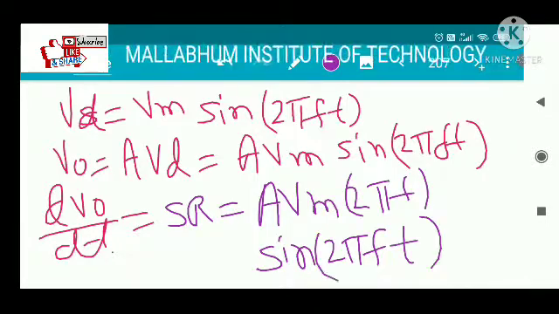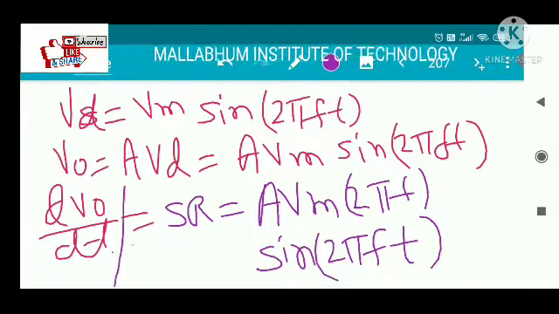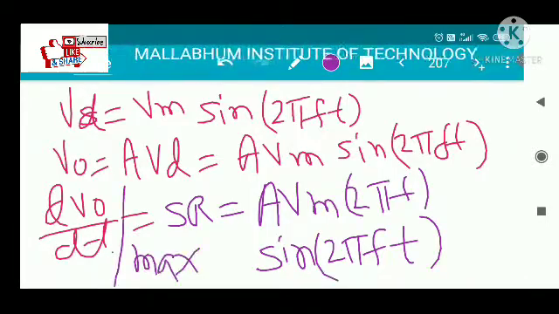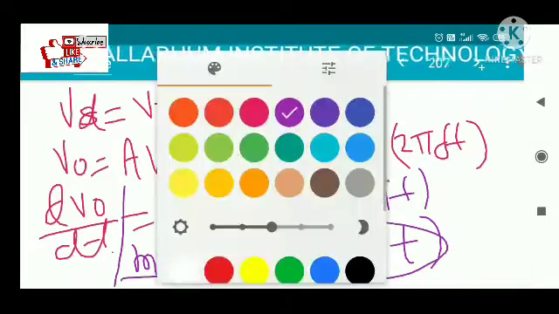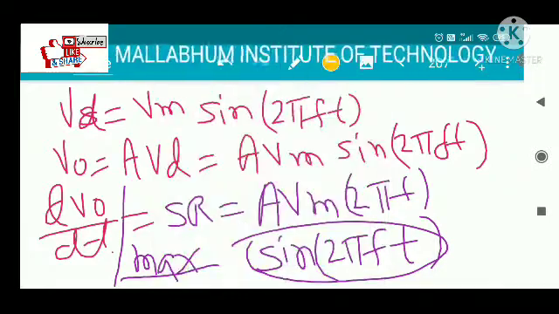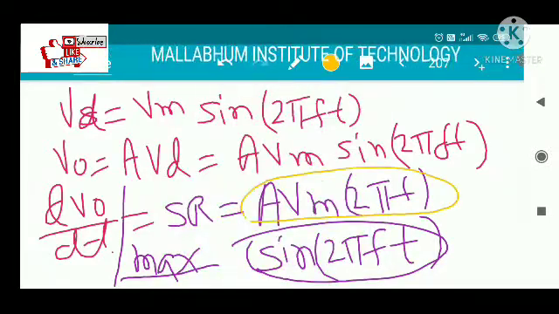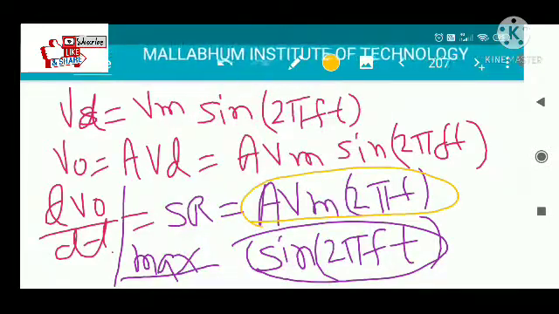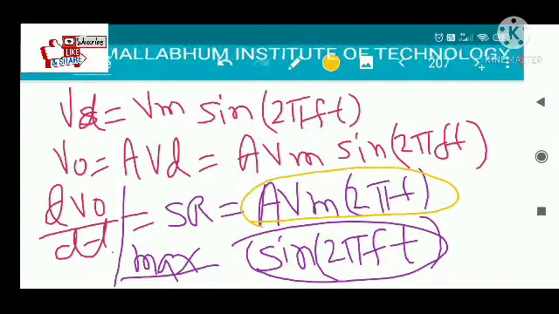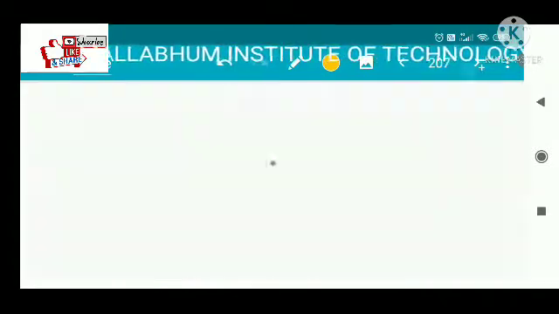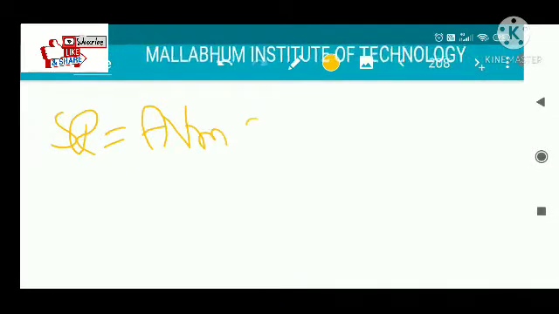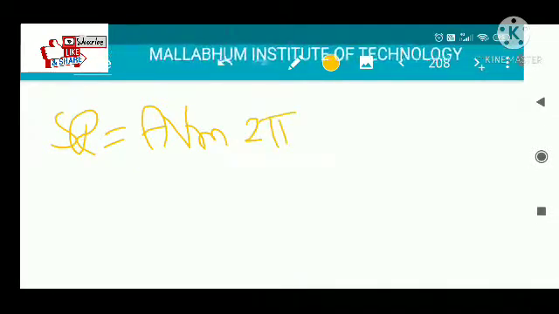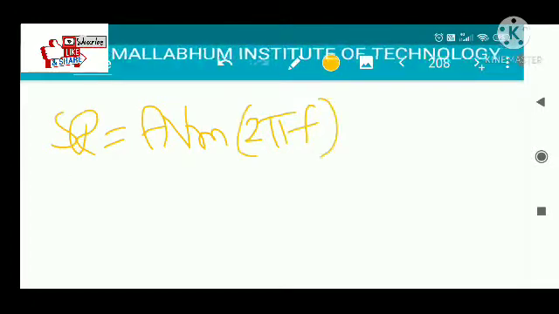Okay, so as we are considering dv0 by dt max, the max value of this is 1, so the slew rate is nothing but this term. Okay, so slew rate is nothing but this term, A Vm into 2 pi f. Okay, this is the slew rate.